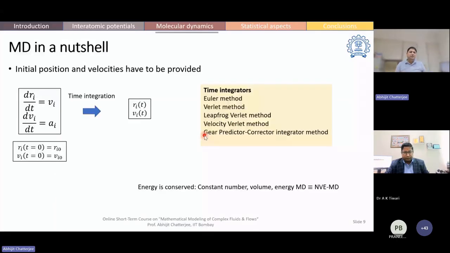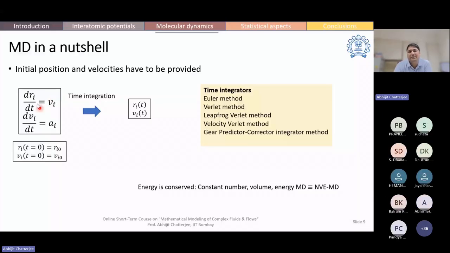Okay, now that we have a force at the given position, we can very trivially compute the acceleration knowing the atomic masses, and the velocity, if it is known initially, or at least in the last time step, then we know completely the right hand side. We just have to time integrate this equation.